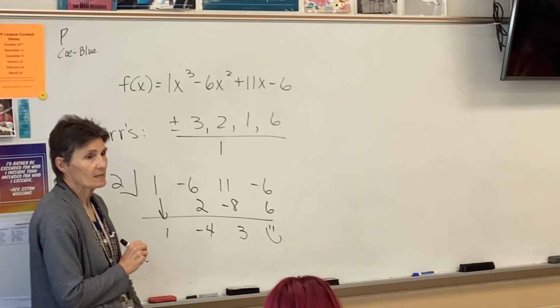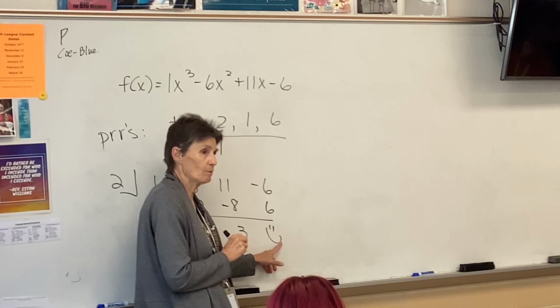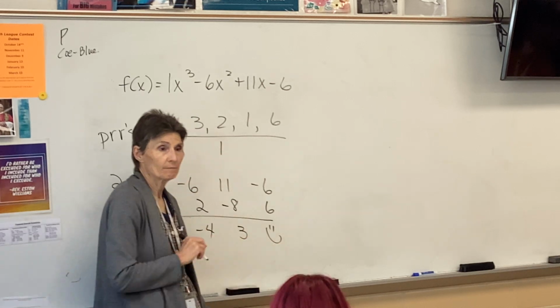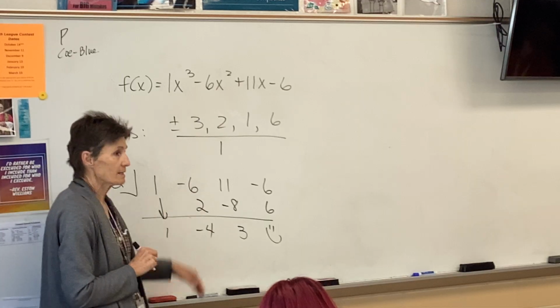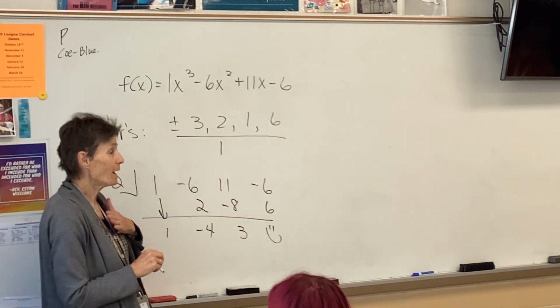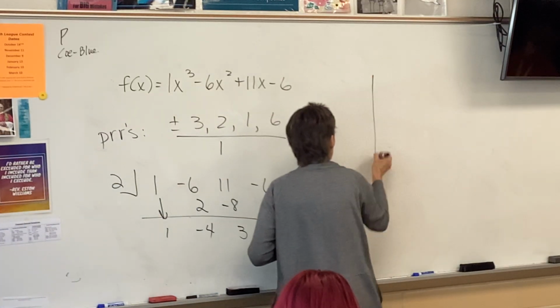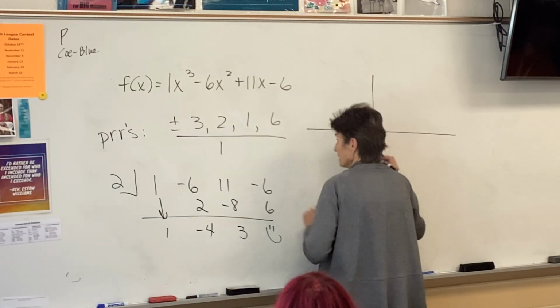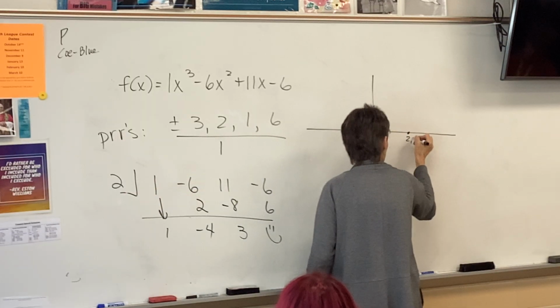What happens if it doesn't? What happens if this is something other than 0? Try again. Pick a different number. You don't have to erase it, you just have to squeeze it in somewhere. Try another one. But we got it. So that means in terms of my graph, that number is one of my x-intercepts.